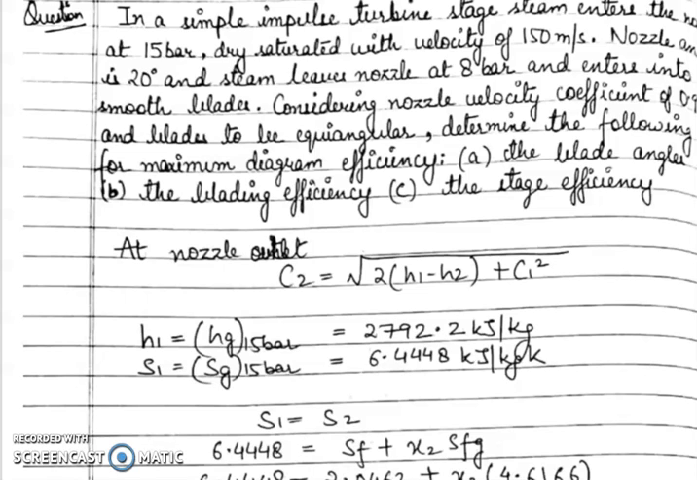Considering nozzle velocity coefficient as 0.9 and the blades to be equiangular, that means theta is equal to phi, determine the following for maximum diagram efficiency. The condition is of the maximum diagram efficiency. We have to determine the blade angles, blading efficiency and the stage efficiency.